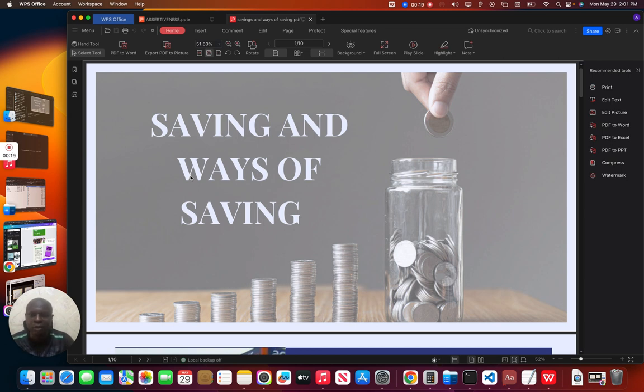The objective of this topic is for students to be able to explain the meaning of saving, ways that we have been saving in time past, types of saving, and at the same time to explain different types of saving.